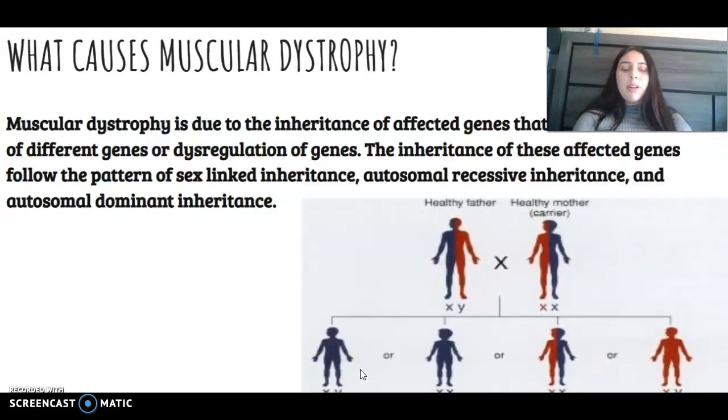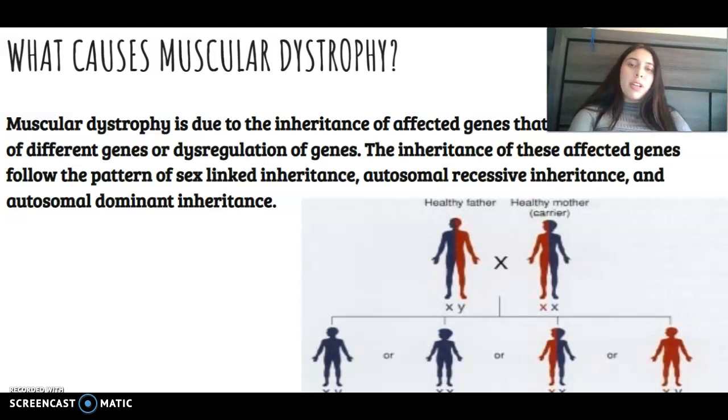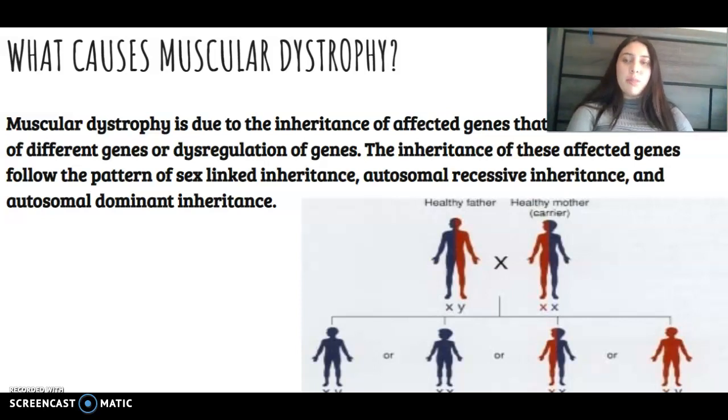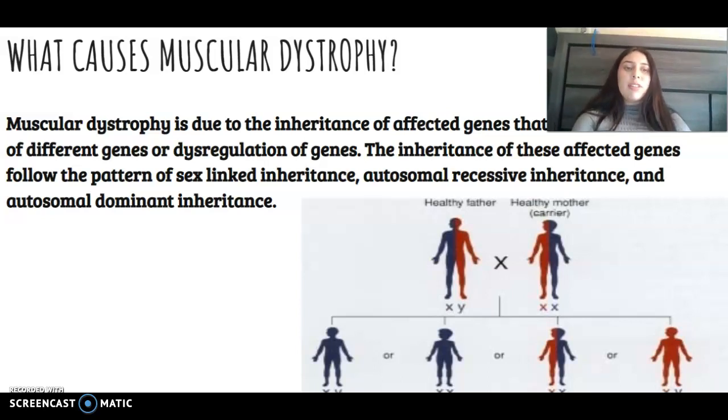Okay, so as we saw, he explained what causes dystrophy. Muscular dystrophy is due to the inheritance of affected genes that leads to mutations of different genes or dysregulation of genes. The inheritance of these affected genes follows the pattern of sex-linked inheritance, autosomal recessive inheritance, and autosomal dominant inheritance. Right here we have a picture explaining the different types of inheritance and the X and Y chromosomes.